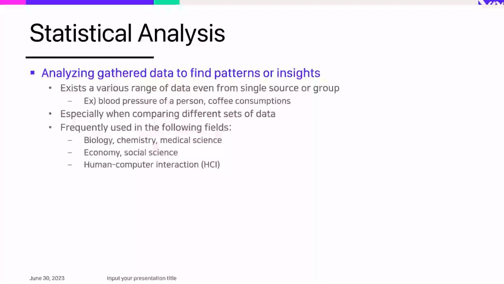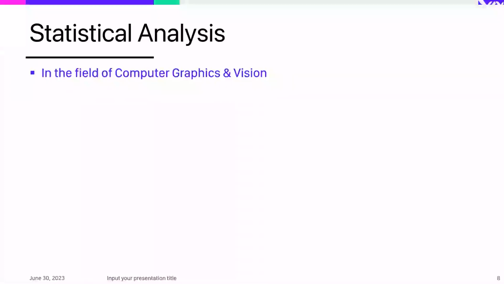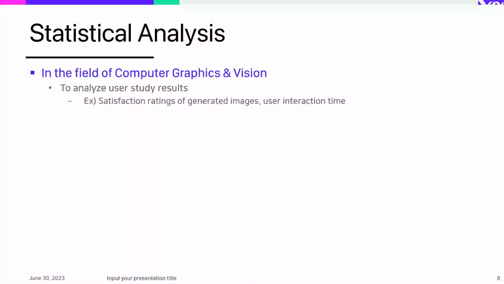And so this kind of analysis is frequently used in fields such as biology, chemistry, medical science, economy, social science, and also human-computer interaction. So what about the field of computer graphics and vision, which we are in? The commonly used cases are to analyze user study results, such as satisfaction ratings of generated images or user interaction time, etc.